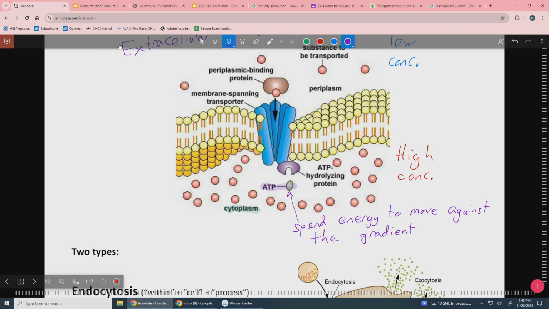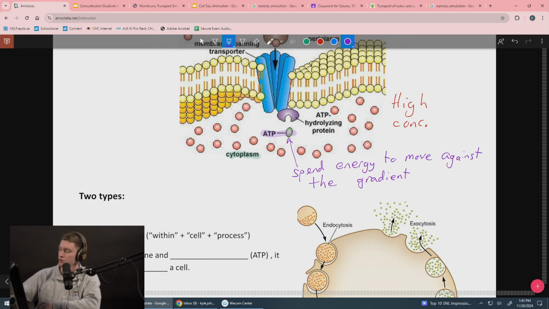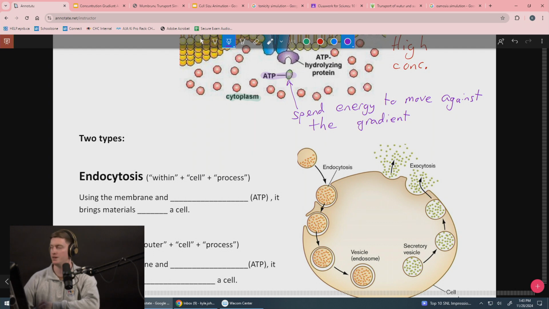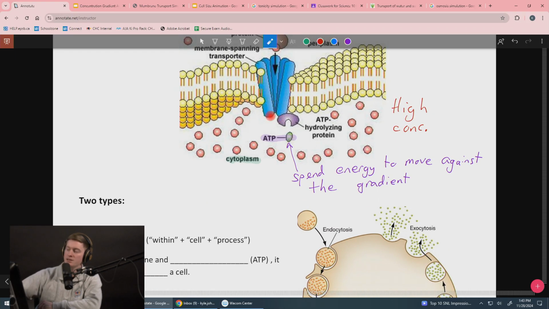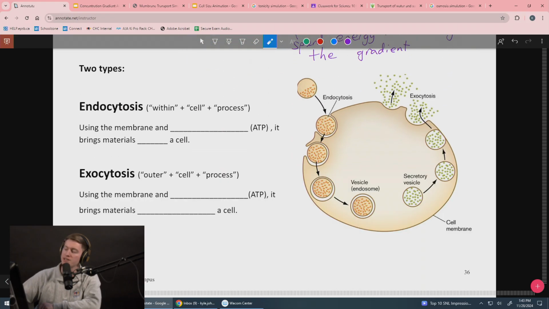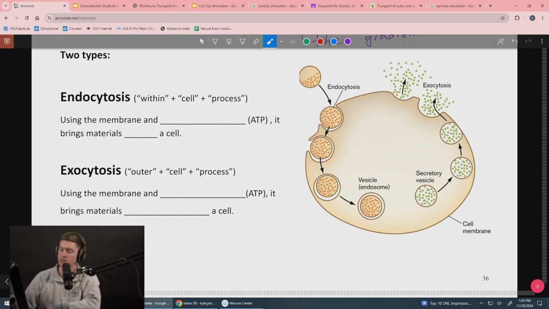Your notes here say that there's two types of active transport. That's not completely true. There's more than two types of active transport. These are two additional types. This is a transport protein that requires energy. That's a type of active transport. Here's two additional types: endocytosis and exocytosis. Endo means within. Exo means outer. Within cell process, outer cell process.